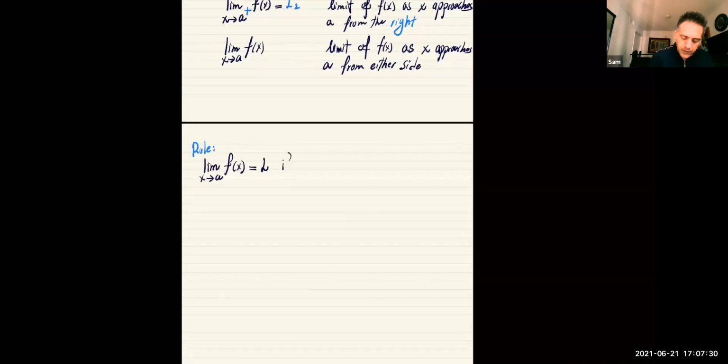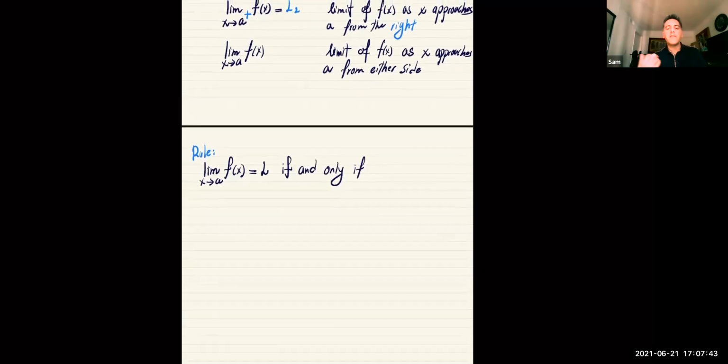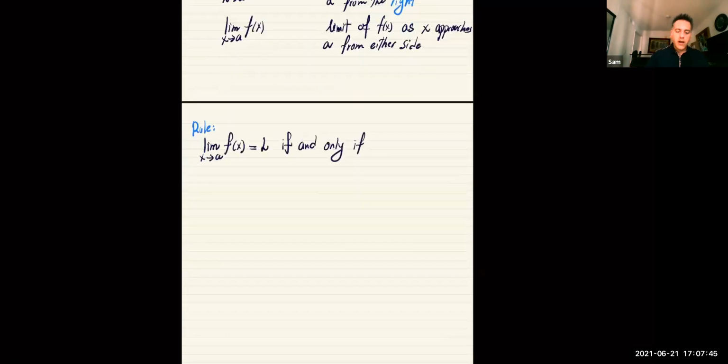This is a two-way statement. If and only if. If and only if is a two-way statement. You can switch the conclusion and the hypothesis, the theorem is still true.